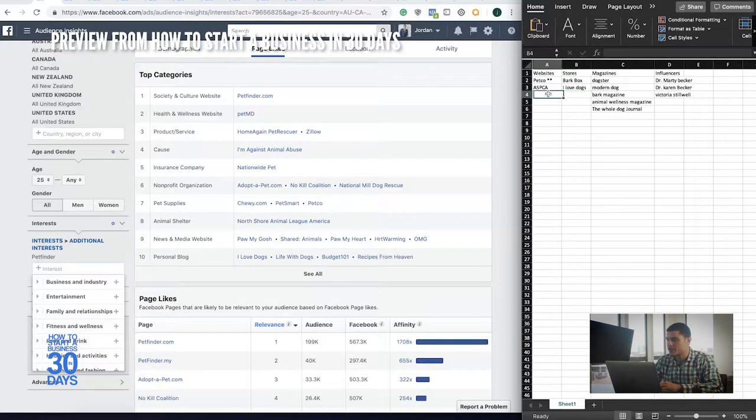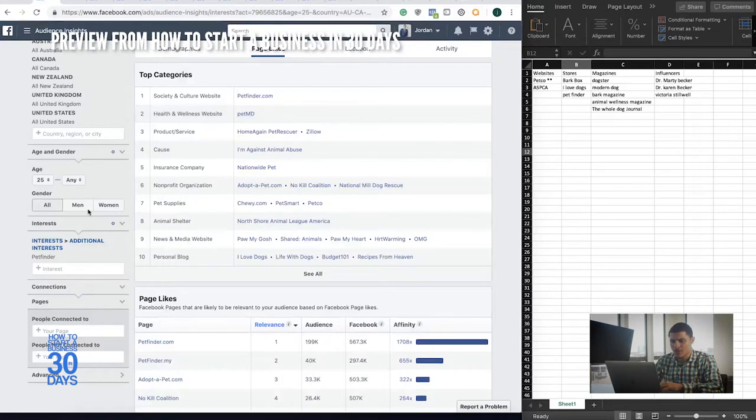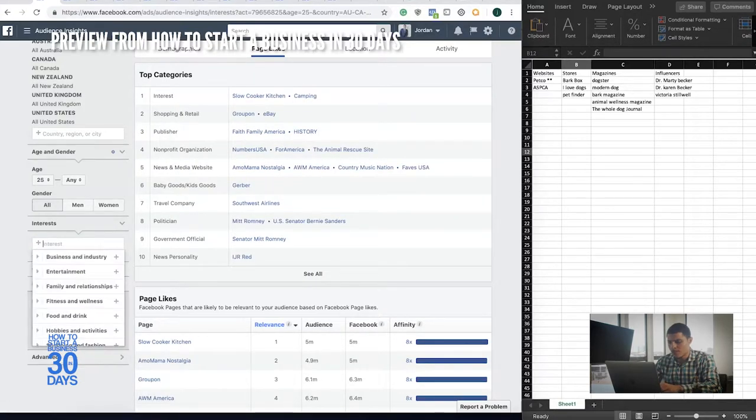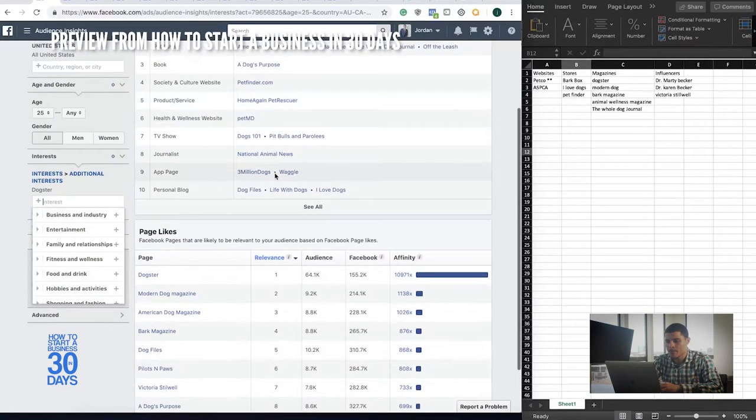Pet Finder. Let's see, what is Pet MD? I'm sure Pet MD is very broad, but let's see if we still get a lot of dog stuff. No, we don't get any dog stuff. So let's put Dogster back in, because we got some rich stuff to dive into from here.